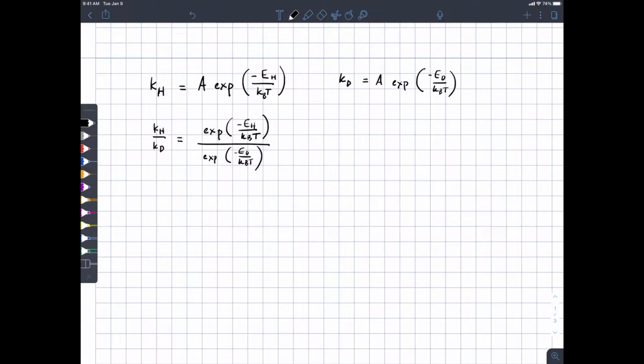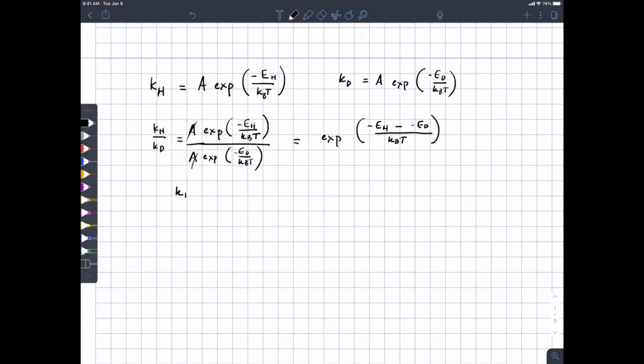And then maybe you remember that when we divide exponentials by each other, there's a property of exponents that we can use here. I've canceled out the pre-exponential factors, which are the same. Dividing two exponential expressions is like subtracting the exponents. I can't remember what the rule is in math, but some of you are nodding your heads, so you sort of get it. So that's the same as subtracting those two terms inside the exponential.